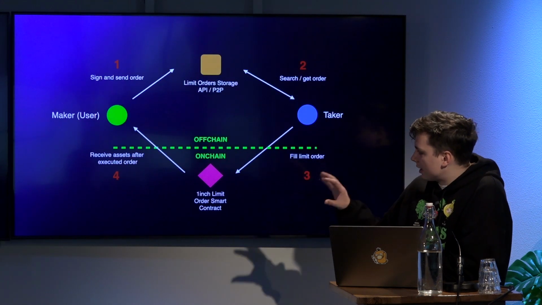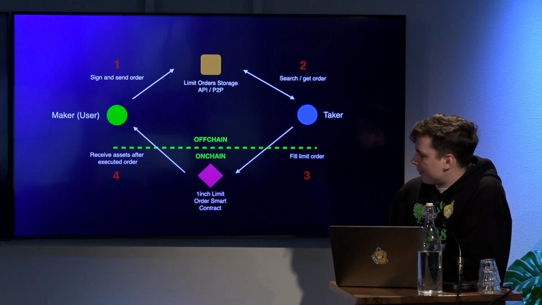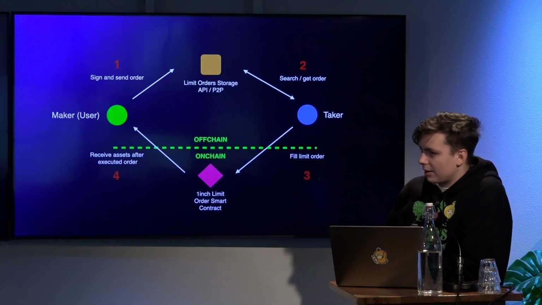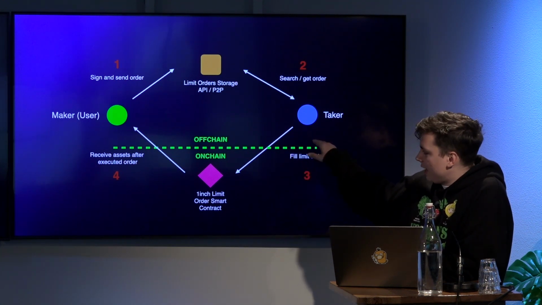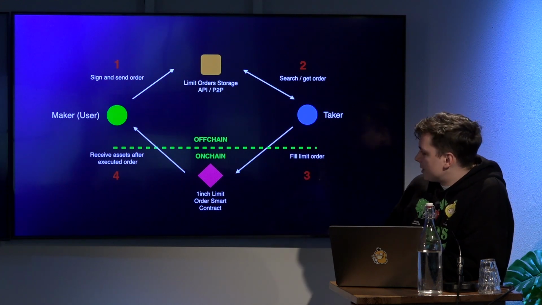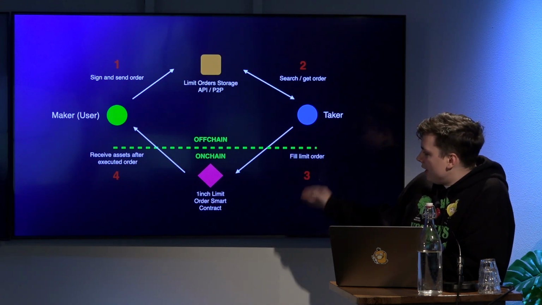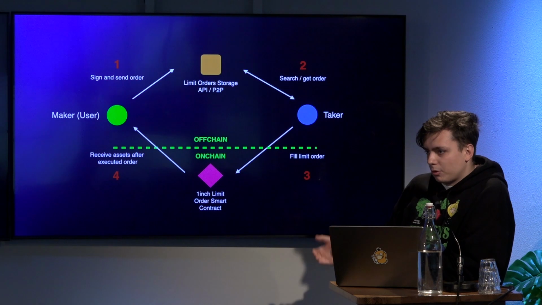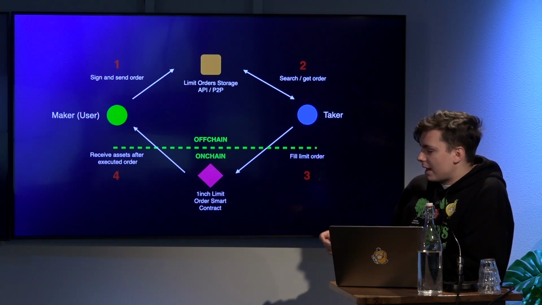And this is a small scheme of how it works. We do have a small separation here showing what goes off-chain and what is on-chain. So basically, the only part that is on-chain is the execution of the limit order. All other parts are actually off-chain.